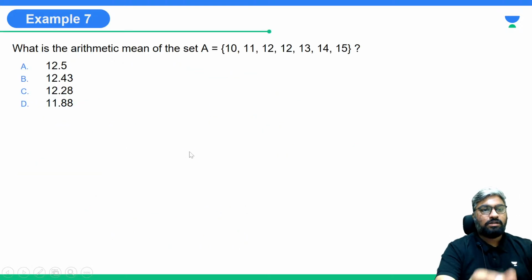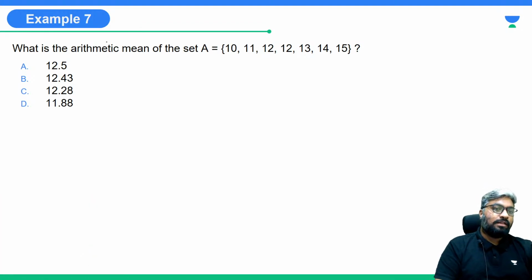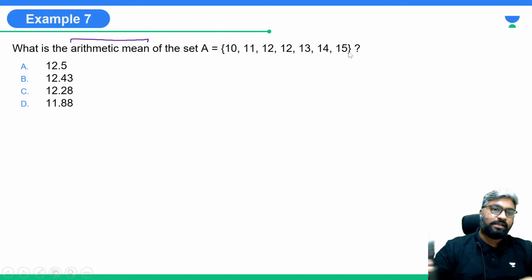ठीक है. चलो let's try out an example. Have a look at this question. They want us to find out the arithmetic mean of this set A where the terms are 10, 11, 12, 12, 13, 14, 15. Quickly try.